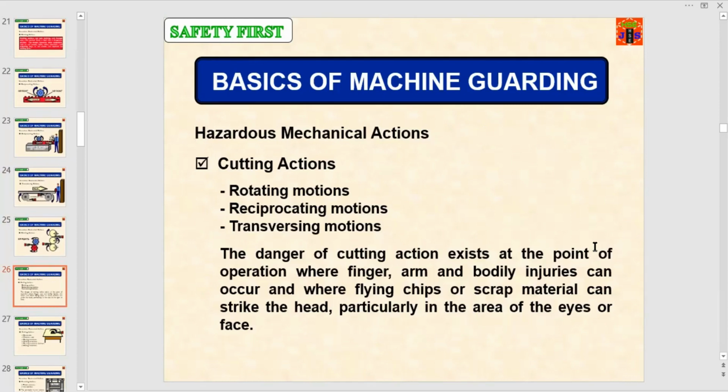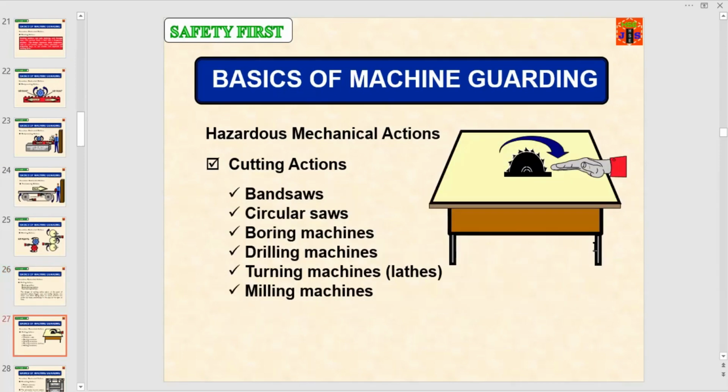You have seen in the diagrams three different types of mechanical actions. The danger of cutting actions exists at the point of operation where finger, arm, and bodily injuries can occur, and where flying chips or scrap material can strike the head, particularly in the area of the eyes or face. So these are the dangers. Cutting actions might include band saws, circular saws, boring machines, drilling machines, turning machines, lathes, and milling machines.